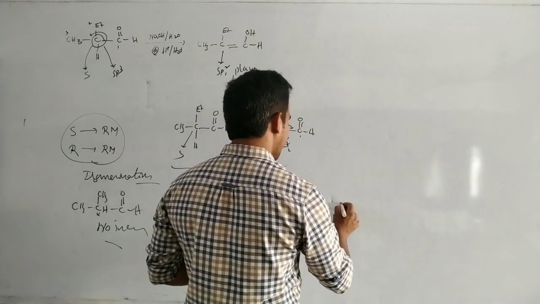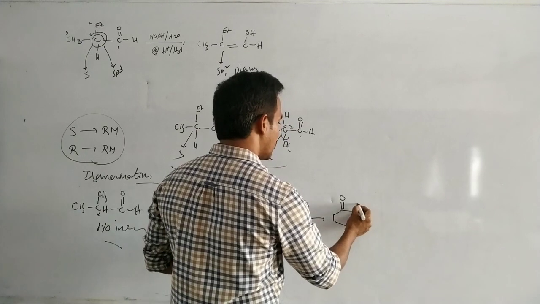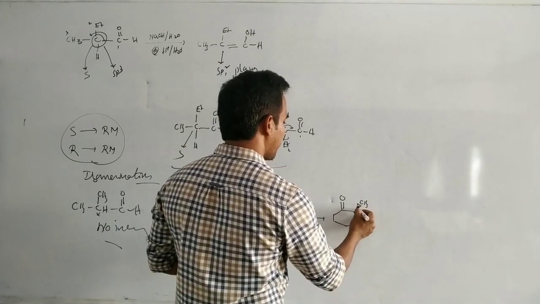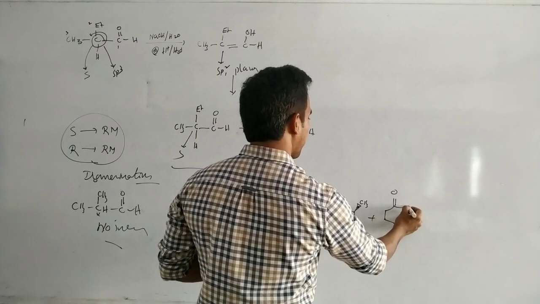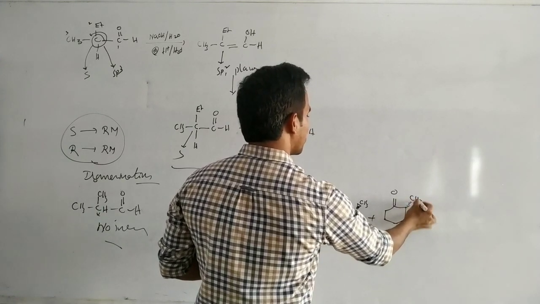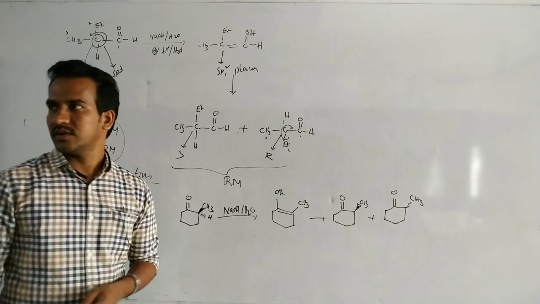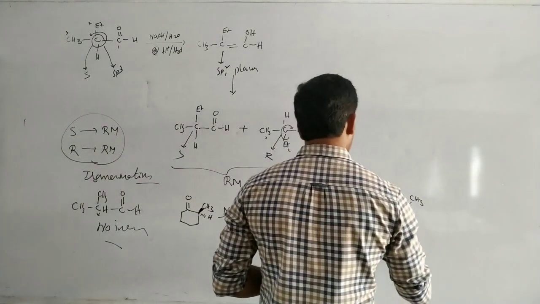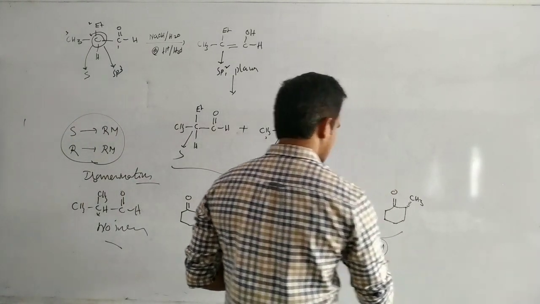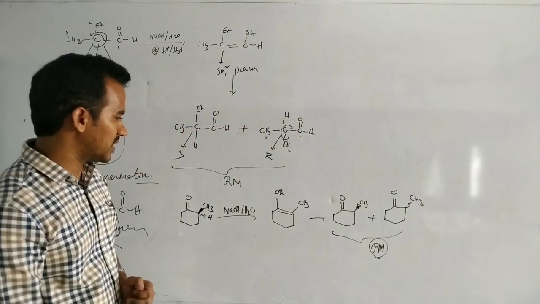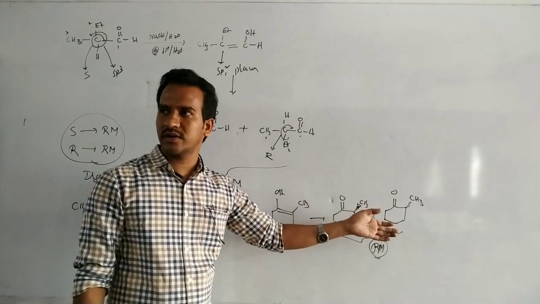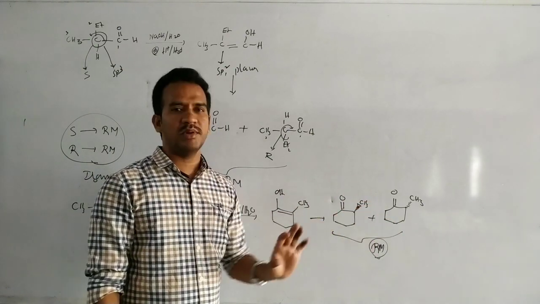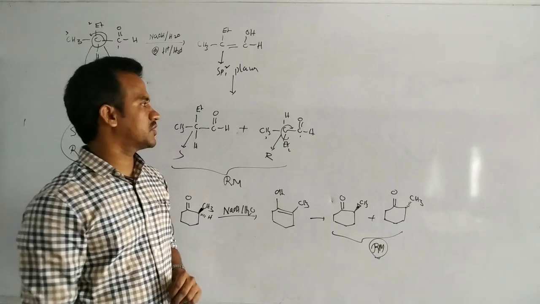In this keto form, now methyl may be above the plane or methyl below the plane. So we will get the racemic mixture, because it is a planar compound. So in the conversion of a planar compound to a non-planar compound, the group may be above the plane or below the plane. So racemic mixture is produced.